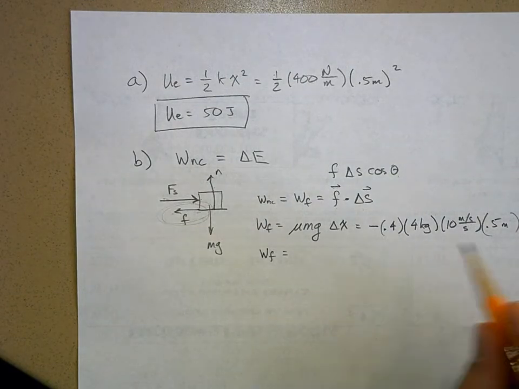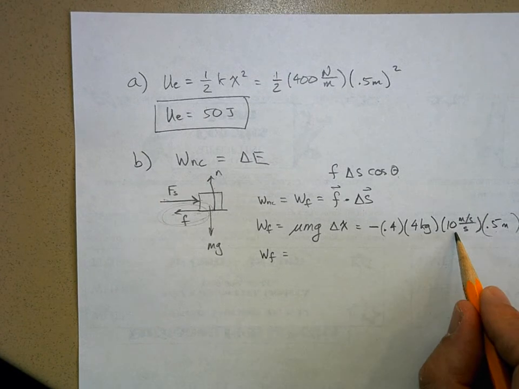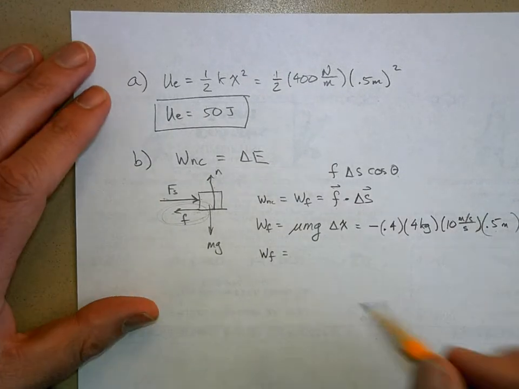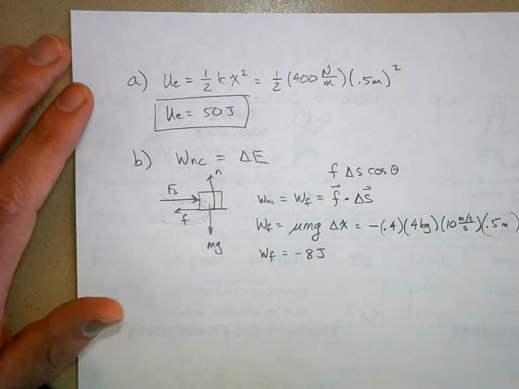0.4 times, well, let's see. 0.5 of 4 is 2. 2 times 10 is 20. And what's 0.4 times 20? It's 8. Negative 8 joules. Now that's the work done by friction.